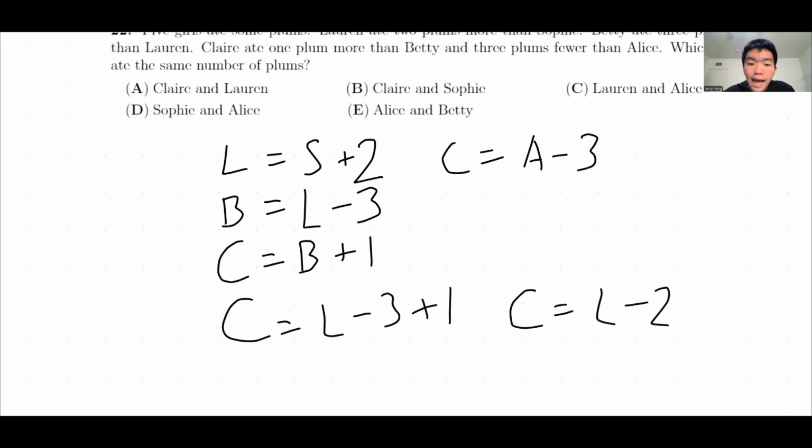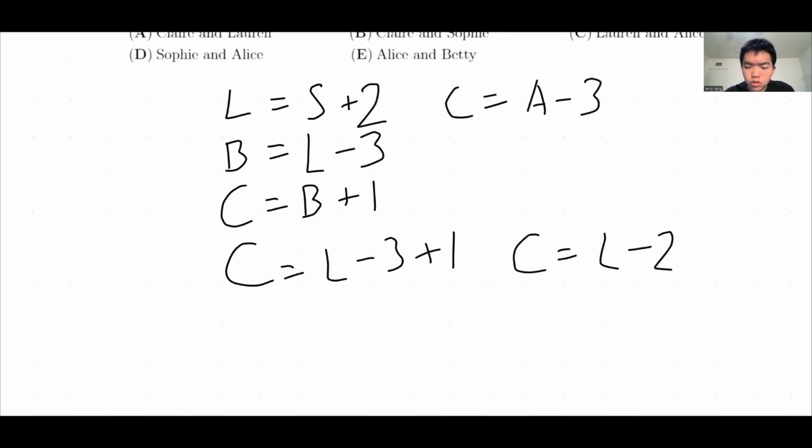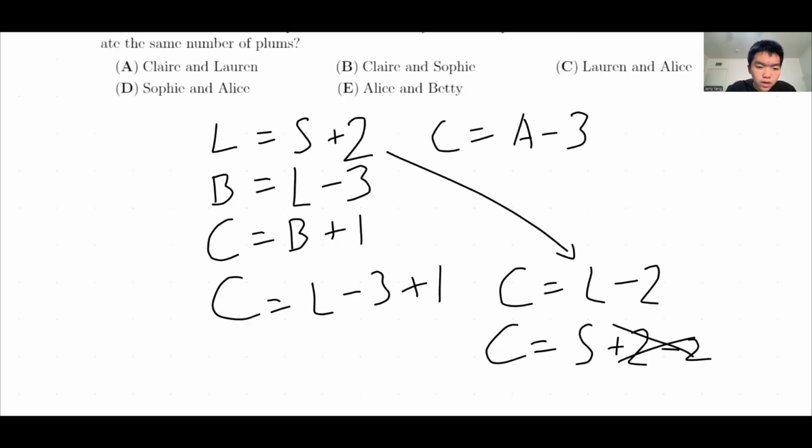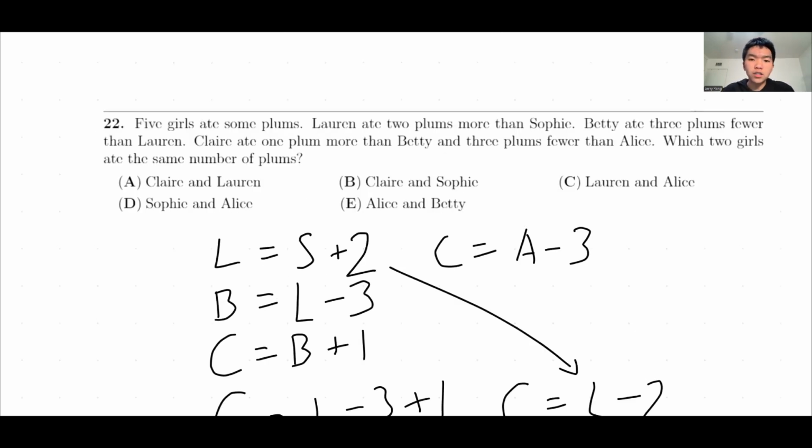But let's plug in L from here. Let's plug it in over here. Then we get C equals S plus 2 minus 2. Oh, that's interesting because those two cancel out. Then we get Claire has eaten the same amount of plums as Sophie. So that's interesting because that gives us the 2 girls that have eaten the same number of plums, Claire and Sophie. So if we look at our answers, we got Claire and Lauren. Oh, Claire and Sophie is option B. So we know that our answer for question number 22 has to be B.